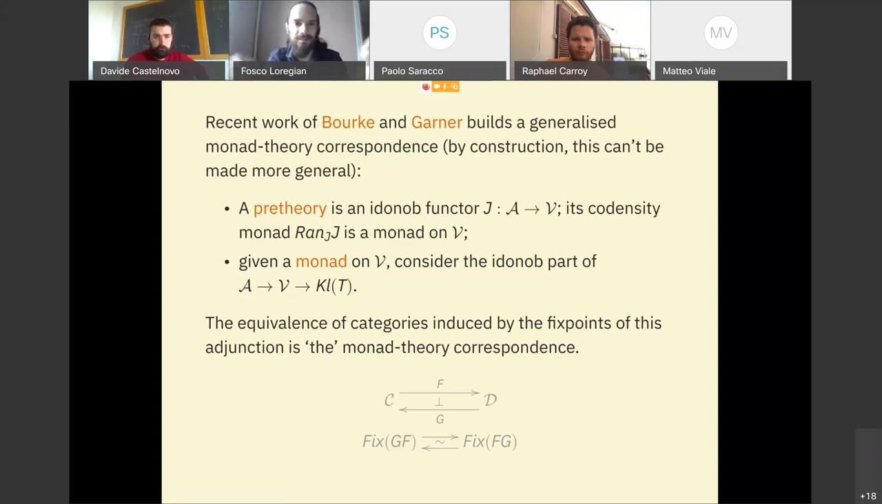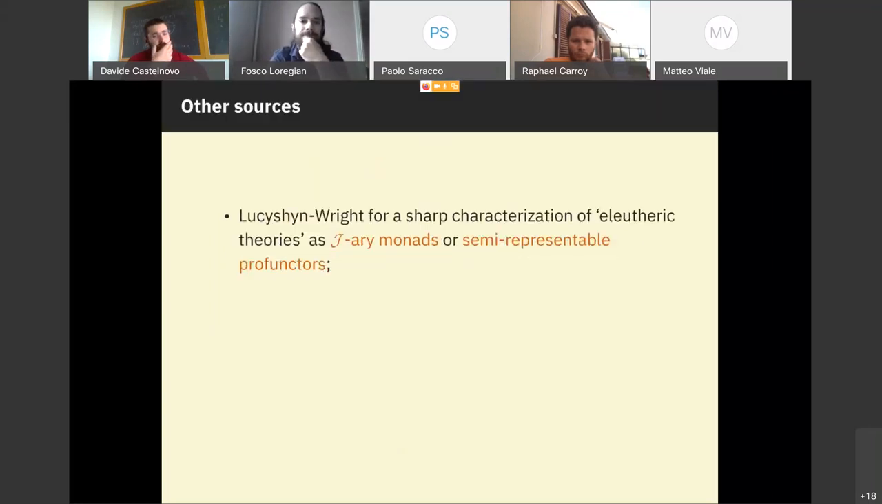You can debate that this notion of theory is too general, and I sort of agree. But this result is engineered to be impossible to generalize further, because this equivalence is the biggest that F and G can induce. So their main theorem is there is a class of theories, fixed points on one side, and a class of monads, fixed points on the other side, that correspond with an equivalence of categories. Again, extremely elegant. Okay, I don't want to go on forever.